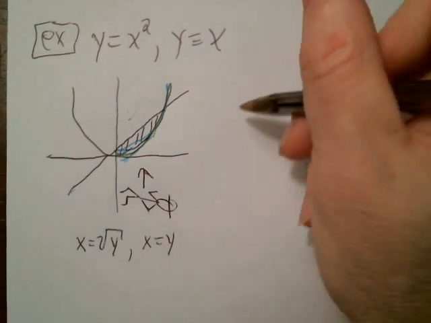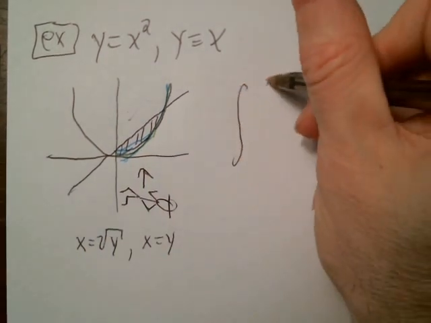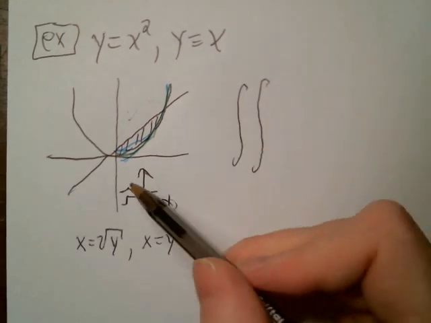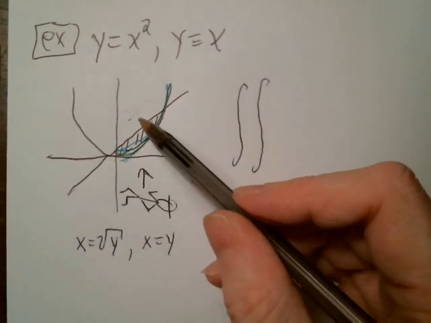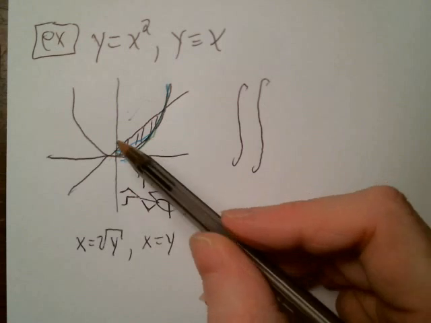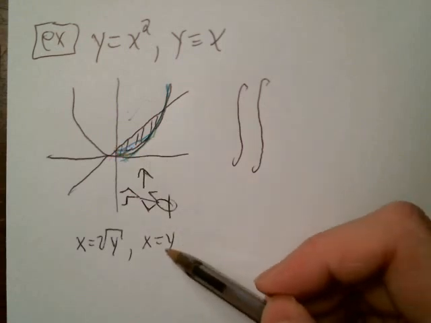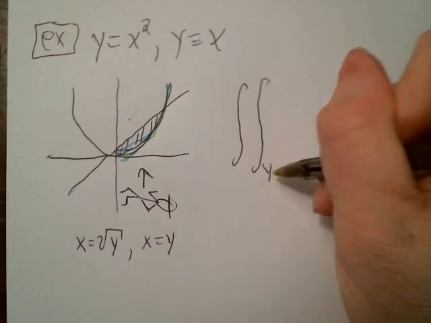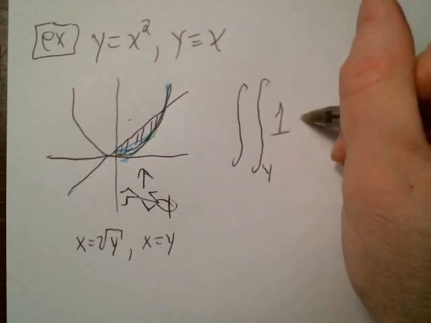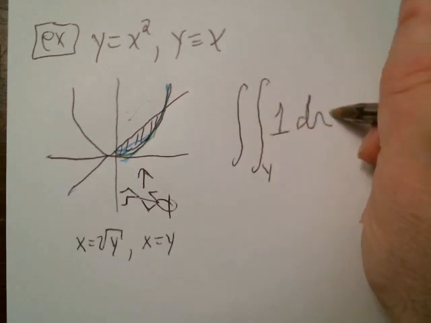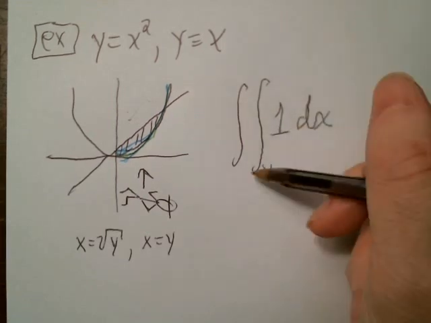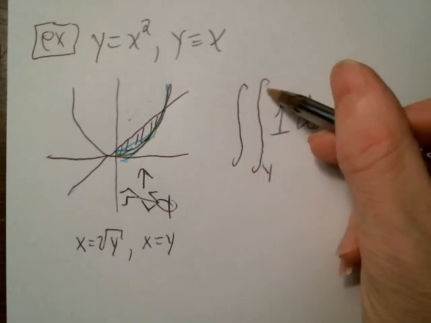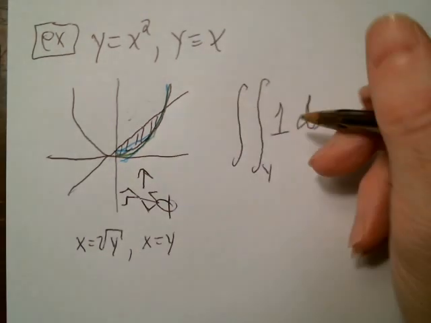Okay. So in this orientation, if I go to my double integral now, going curve to curve, you want to start with the bottom curve and then go to the top curve. So the bottom curve is x equals y, right? And this will be, we're looking at dx now. So x equals y, and then you go up to x equals square root of y.